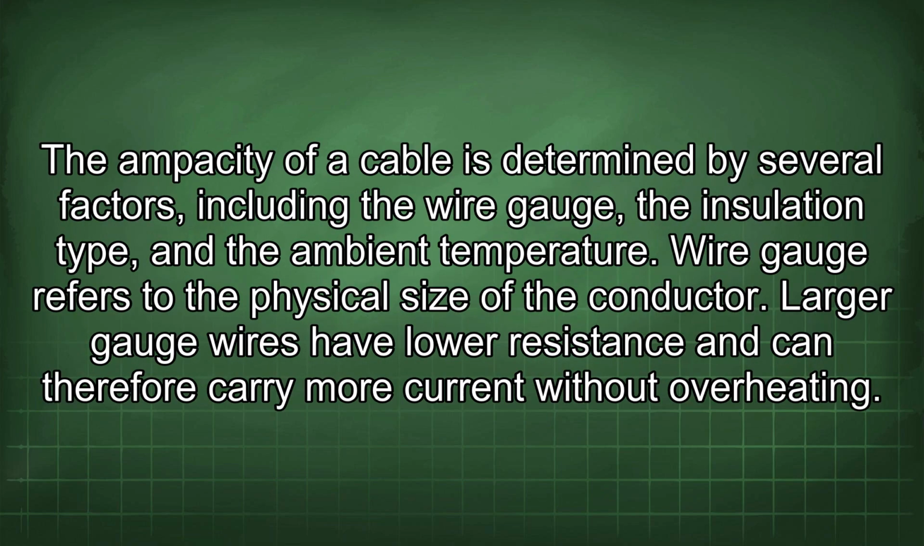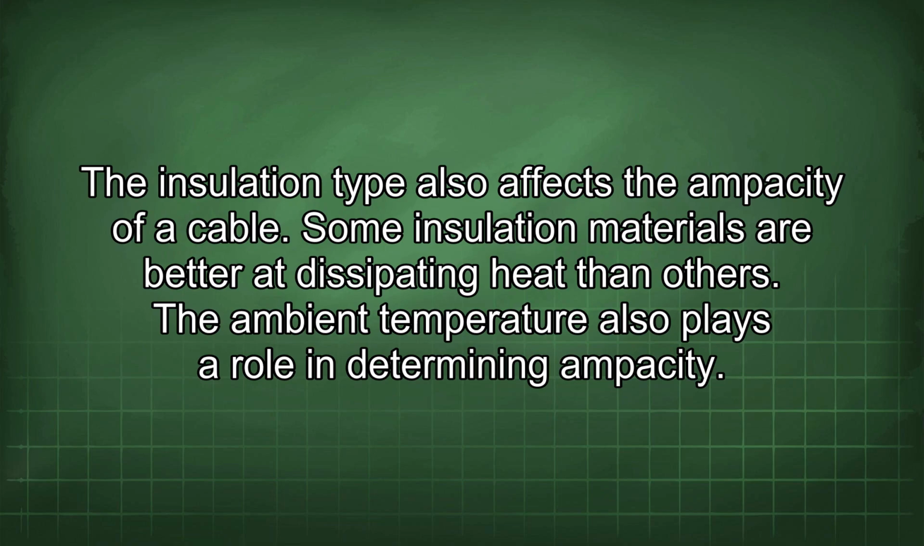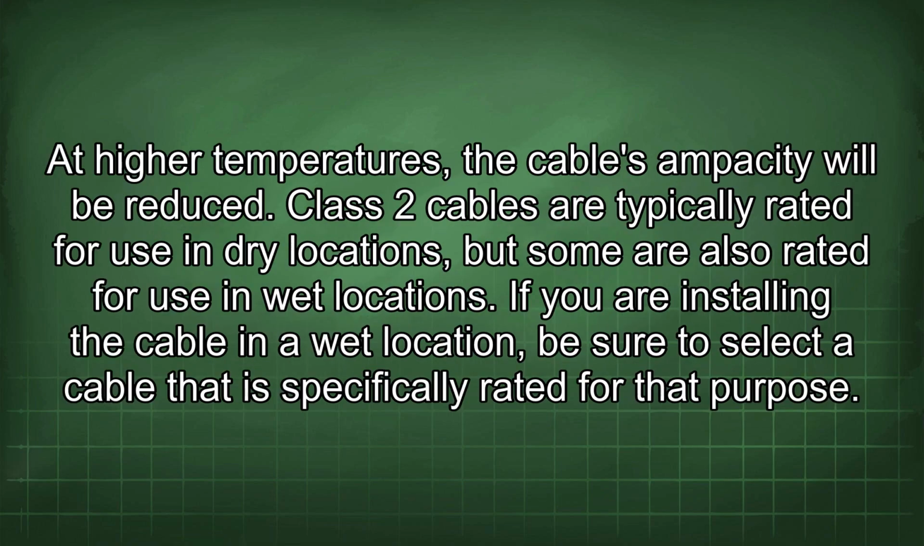The ampacity of a cable is determined by several factors, including the wire gauge, the insulation type, and the ambient temperature. Wire gauge refers to the physical size of the conductor. Larger gauge wires have lower resistance and can therefore carry more current without overheating. The insulation type also affects the ampacity of a cable. Some insulation materials are better at dissipating heat than others. The ambient temperature also plays a role in determining ampacity. At higher temperatures, the cable's ampacity will be reduced.